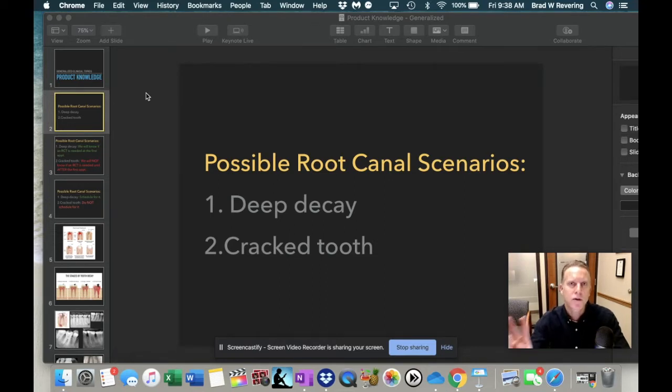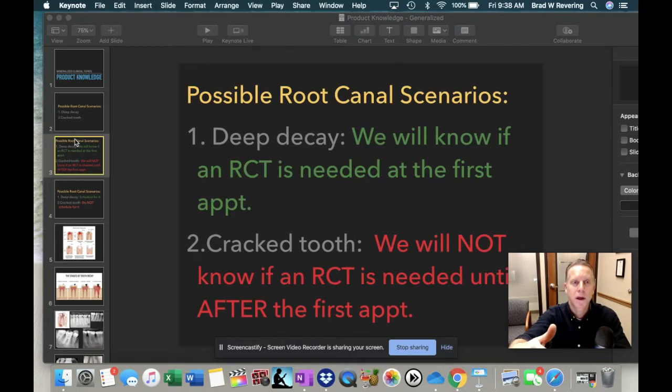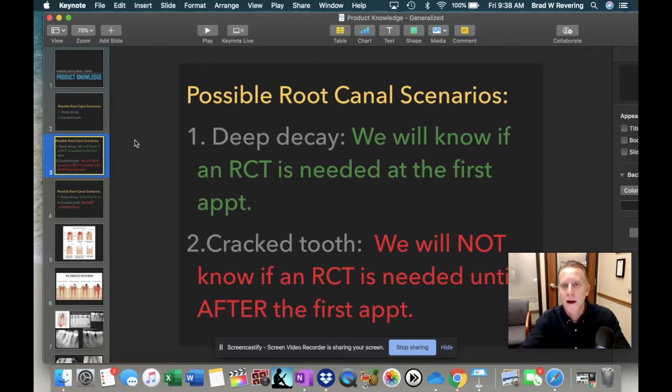So basically there's two different scenarios that we may run into with this possible root canal situation. One is a patient might have an area of really deep decay. Two, it could be a tooth that has a crack in it. So let's go over the difference between those two. And actually, what we're going to do right away is go right to what the final answer is.